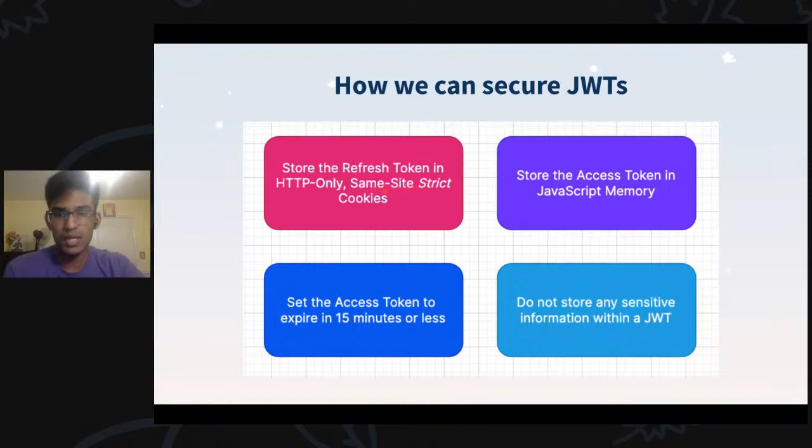The second part is same site strict. Same site is a property that says this cookie or this specific resource is not going to be sent to any other domain other than the domain that I'm residing on. So if our server is running on app.com, it's not going to send the cookies to any other website other than the app.com domain. Any path within the app.com domain is going to receive the cookies.